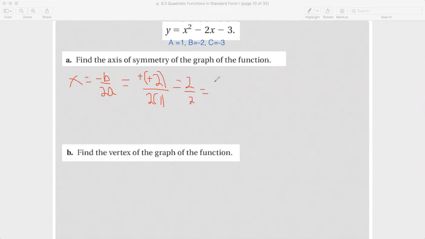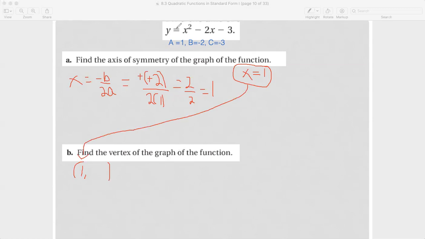Oof, I told you guys this one was much more friendly. I did that on purpose. I hit you with a hard one first, and then we scale back. Okay, so that's my axis of symmetry. X is 1. Now to find the vertex, it's an XY coordinate pair. You know the X value is 1. So this line of symmetry is always going to be the X value of your vertex. Always.